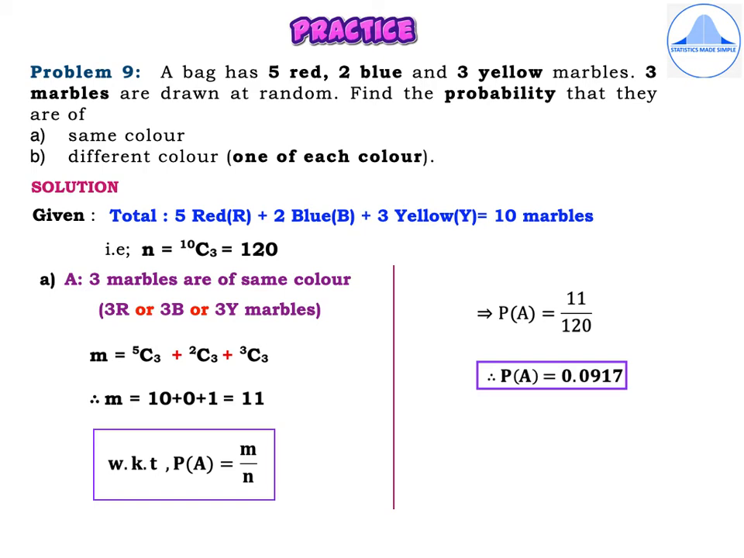Therefore, we get M is equal to 5C3, which is 10, plus 2C3, which will be 0 because there are only 2 blue marbles and you have to pick 3 blue marbles out of it, which is impossible, plus 3C3, which is 1, which gives M equal to 11. Then write the formula. We know that P of A is M by N, which implies P of A is 11 by 120. Therefore, P of A is equal to 0.0917.